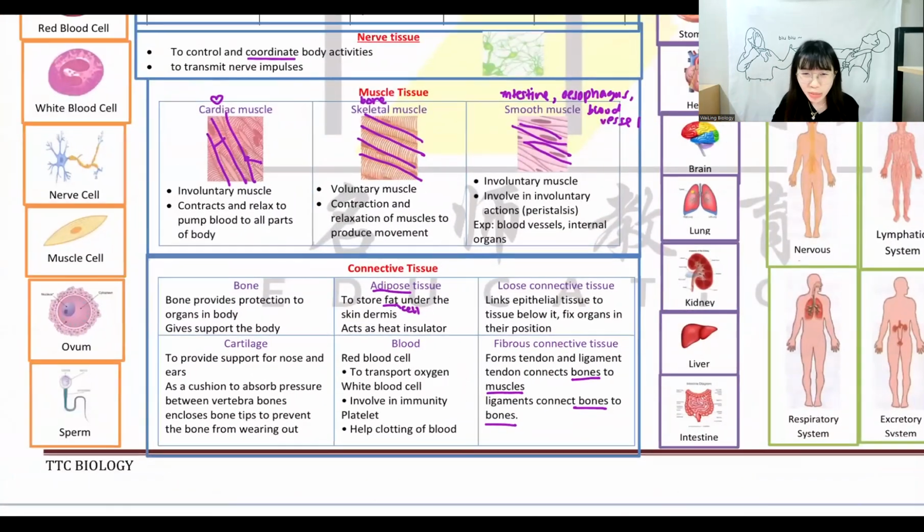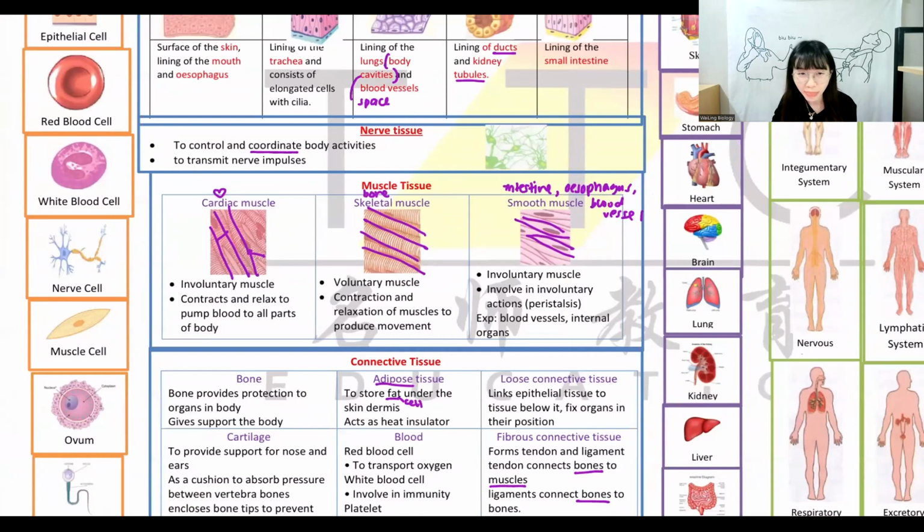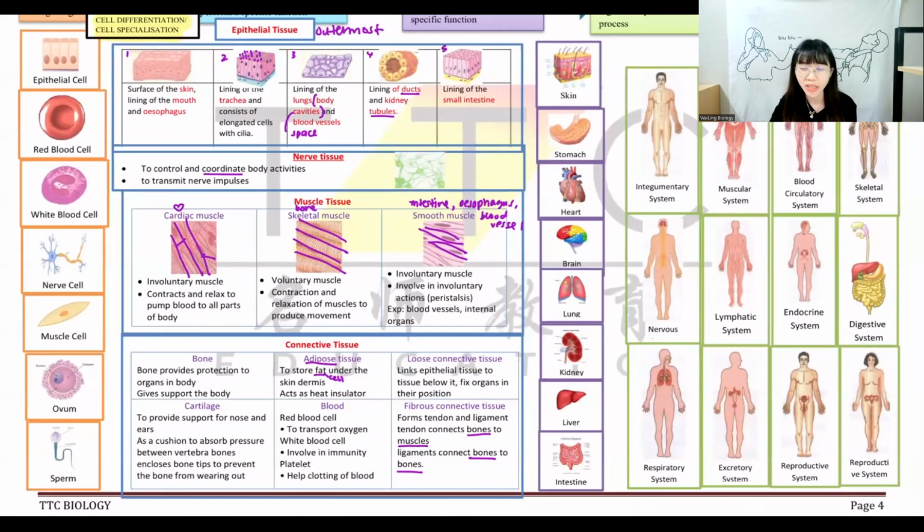If you ask me which one is more common to be asked as tissue, muscle tissue is the one that is more common to be asked in exam. For muscle tissue, they give you a diagram. They ask you what is the cardiac muscle, skeletal muscle, and smooth muscle. You have to identify based on the diagram. This is the muscle tissue.